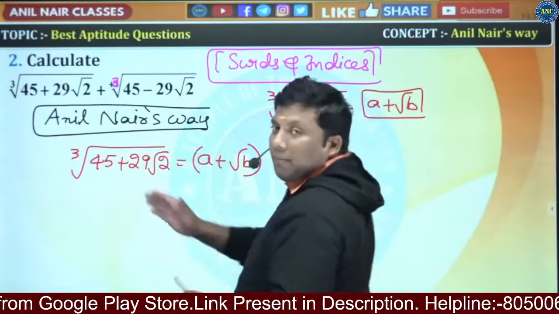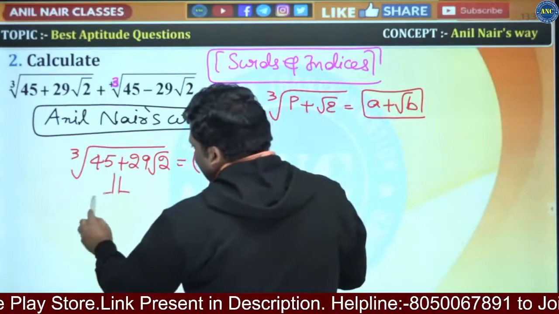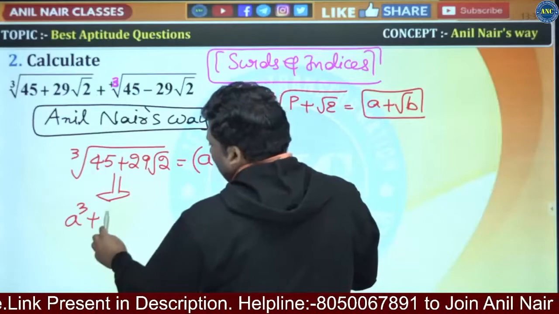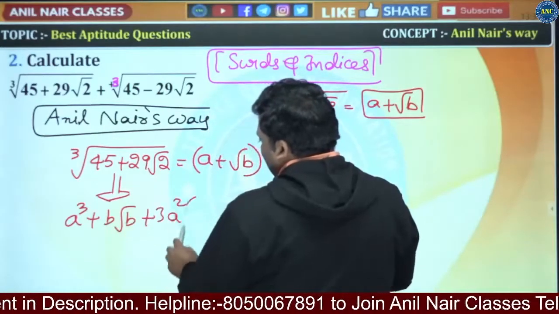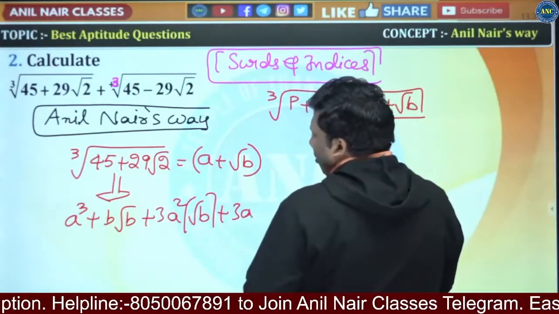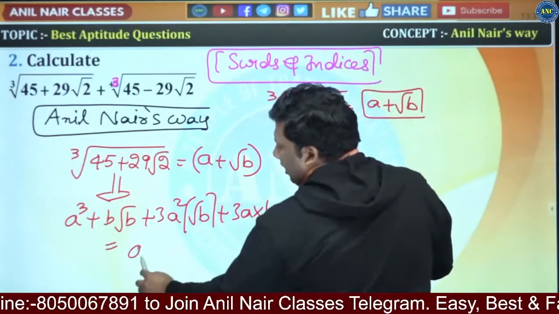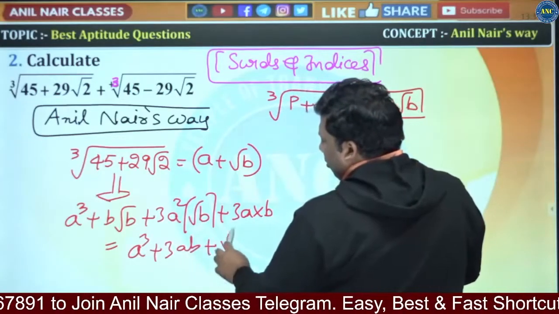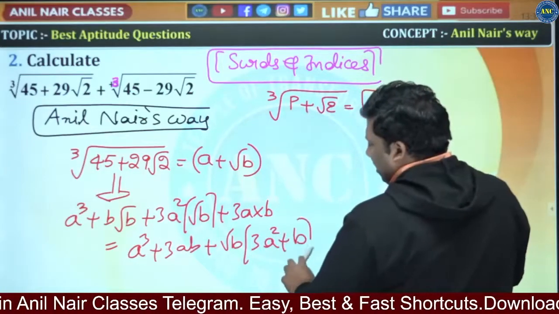A plus root b, power 1 by 3; if it comes here, it is a cube. That means this entire part will be (a plus root b) whole cube, which is a cube plus b root b plus 3a square root b plus 3a root b whole square, which is b. That means if you observe carefully, it is a cube plus 3ab plus root b into (3a square plus b). 3a square plus b.